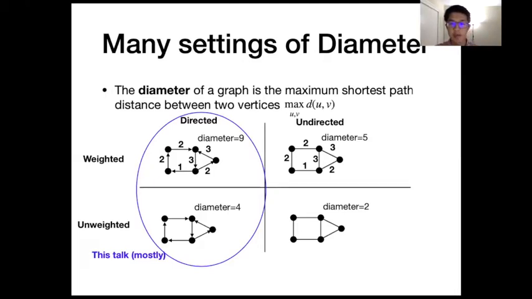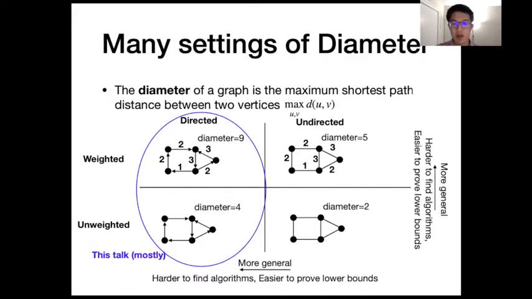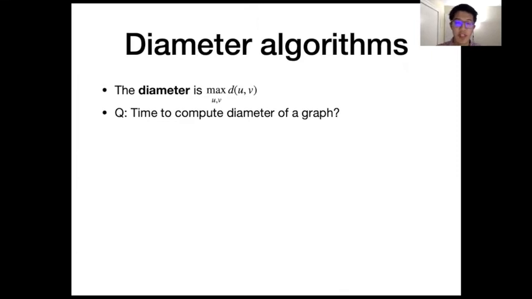It'll be helpful to keep in mind throughout the talk that directed graphs are a generalization of undirected graphs. Every undirected graph can be made directed by replacing every edge with 2 directed edges. Similarly, all unweighted graphs are weighted graphs because you can make every edge just an edge of weight 1. So solving diameter in weighted graphs is a more general problem as well. For these more general problems, it's harder to find algorithms and easier to prove lower bounds. So it would be helpful to keep this in mind throughout the talk. The main question for this talk is, how fast can we compute the diameter of a graph?